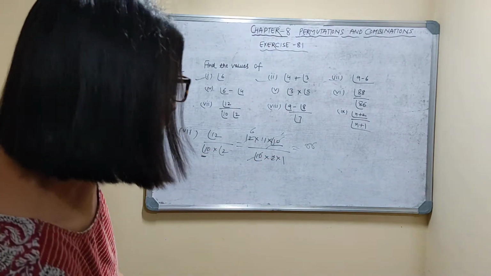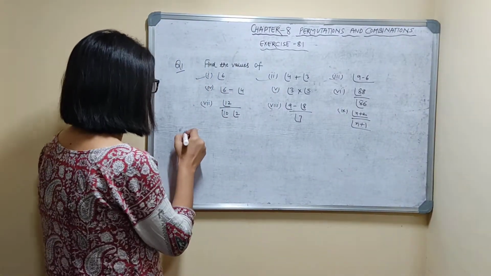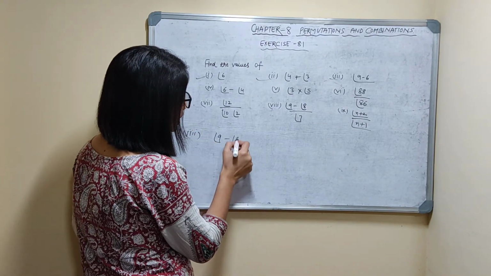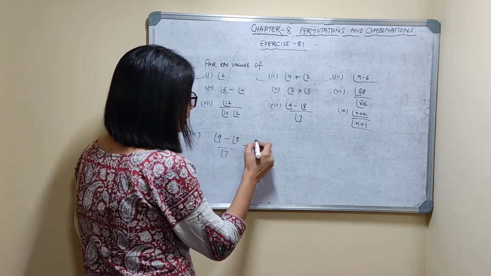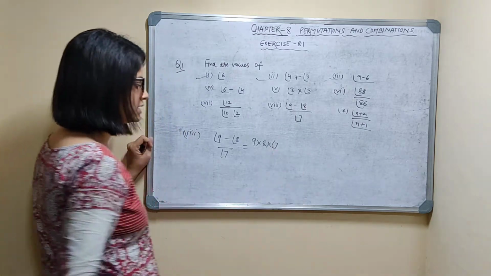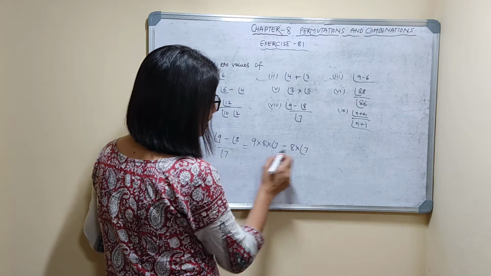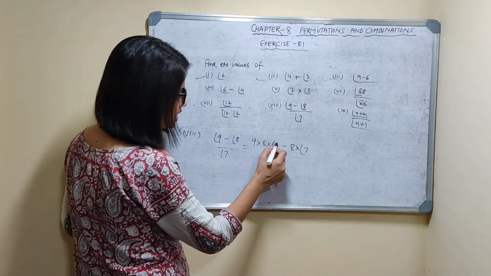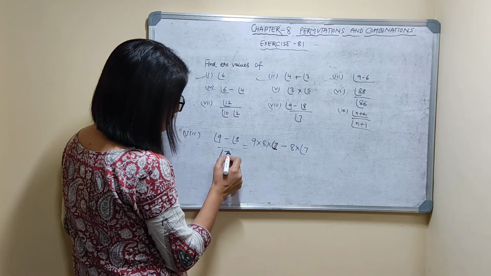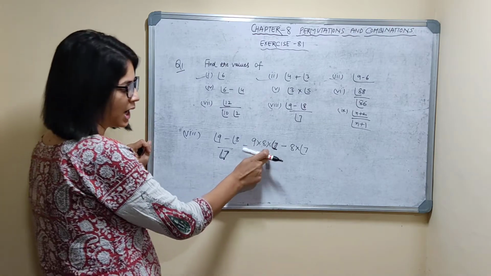Now part 8 and part 9th. Part 8: factorial 9 minus factorial 8 upon factorial 7. Factorial 9 I can write 9 into 8 into factorial 7, minus this I can write 8 into factorial 7. Why am I writing 9 into 8 into factorial 7 and 8 into factorial 7? Because factorial 7 is common. Down also factorial 7 is there, so I can take factorial 7 common from the up part.